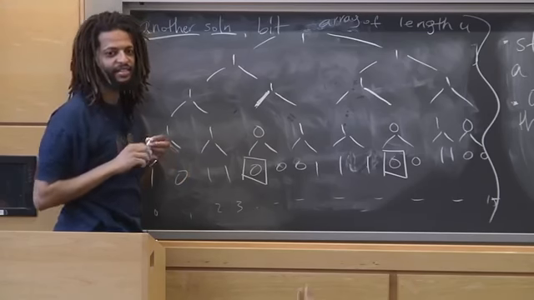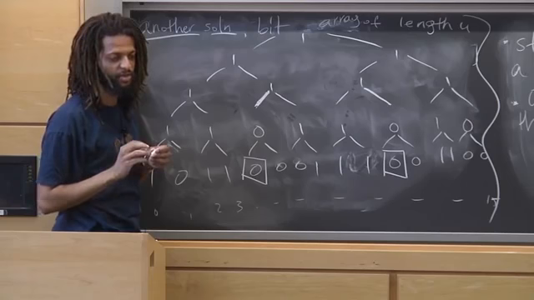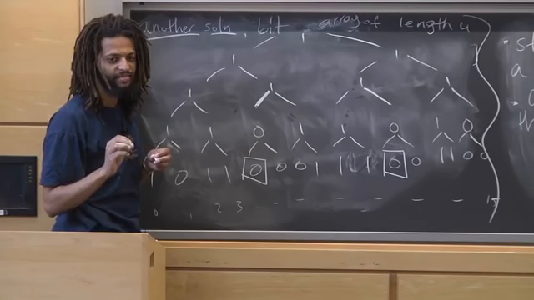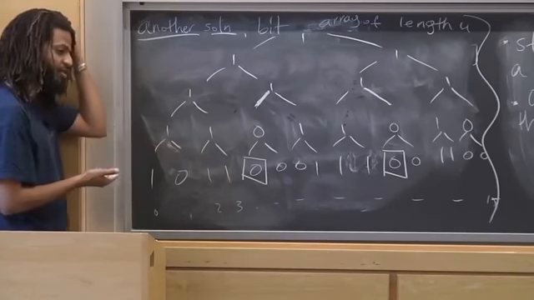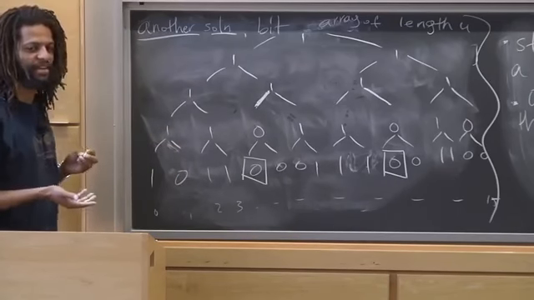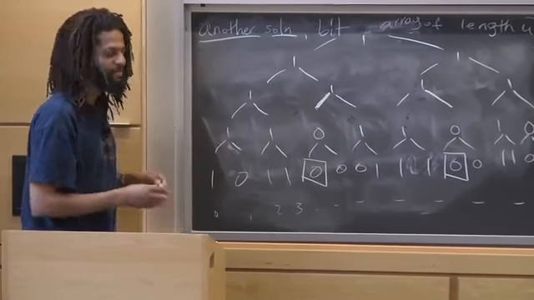Any ideas on that? If we store it the right way, like pointer arithmetic. So what's the right way? An array, I guess. So you could store this entire tree. I don't know if people remember binary heaps. You could store this entire tree as an array.